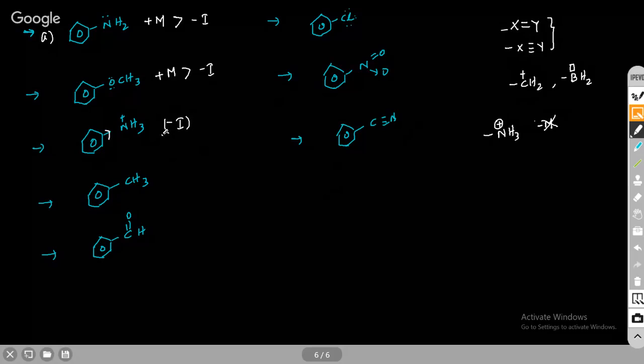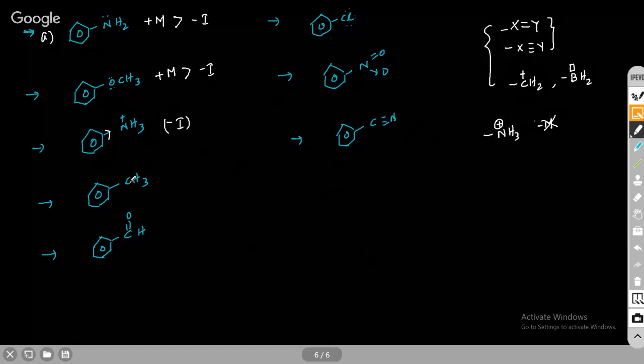Did you understand this? If you do not have the understanding of this plus M and minus I, it is very difficult for you to solve this kind of question. First of all, you should understand what group shows what effect and which effect is dominating. If you have this understanding, then only you can solve all those questions based on stability of intermediates, acidity, basicity. But first of all, you should understand this. All of you understood this, right? So just try to apply this condition. Okay, think about it.